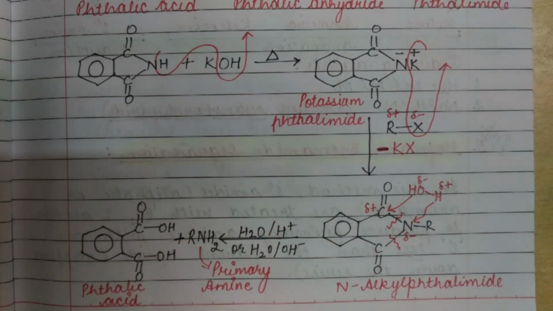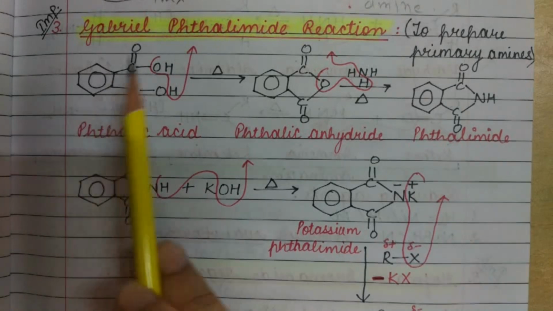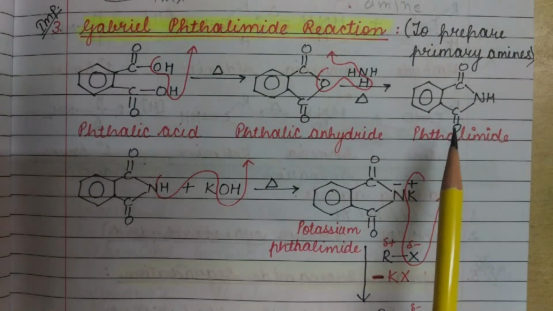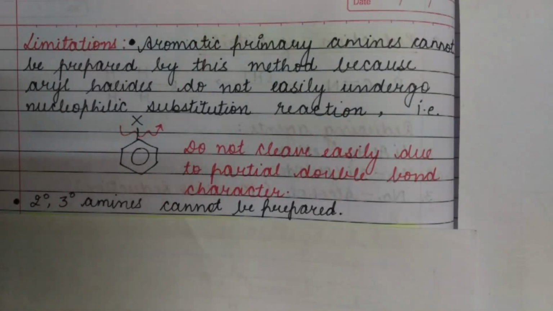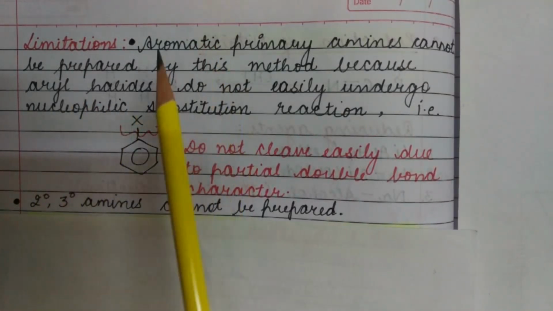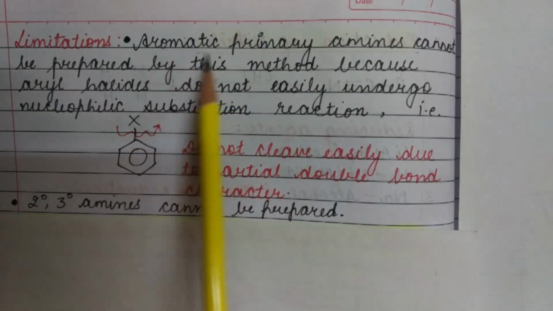So we can see that phthalic acid is produced at the end of the reaction, which we initially used to prepare phthalimide. So it is a benefit of this reaction. This reaction also has some limitations. Aromatic primary amines cannot be prepared by this method, aromatic, right?